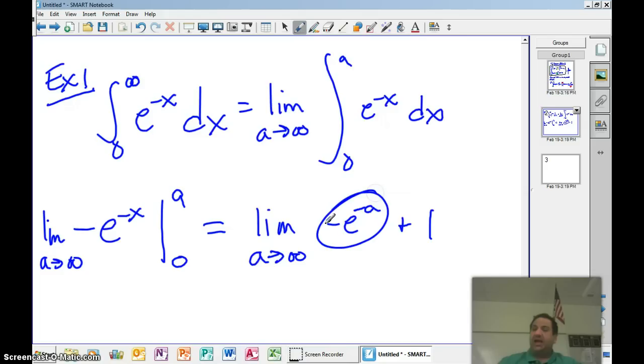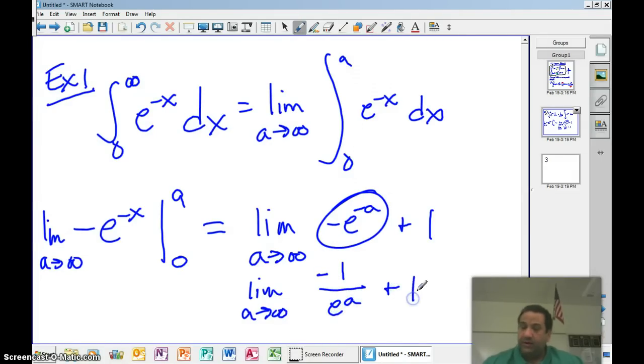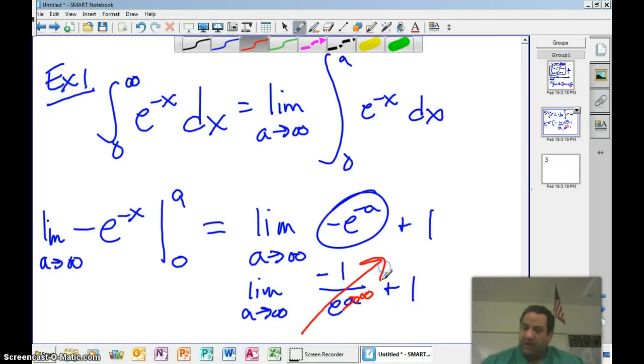Now, let's talk about what that looks like. That is a fraction that looks like negative 1 over e to the a, plus 1. Now, when I send this to infinity, this whole thing is getting bottom heavy, which means it's 0. So the answer is 1, and it converges to 1. Not too bad, all right? Once again, take the integral, you have this limit, and you carry the limit all the way through.